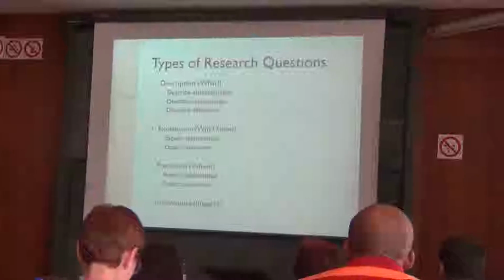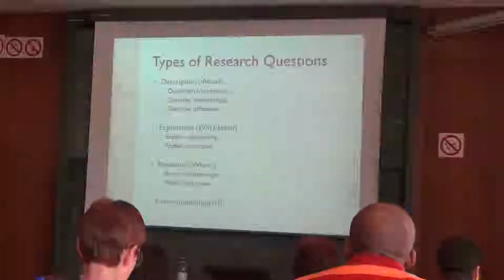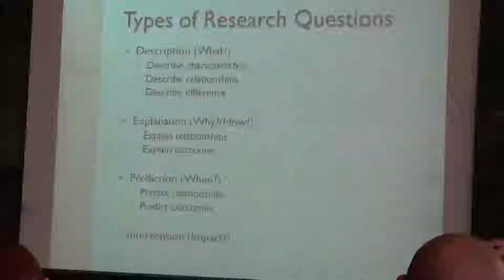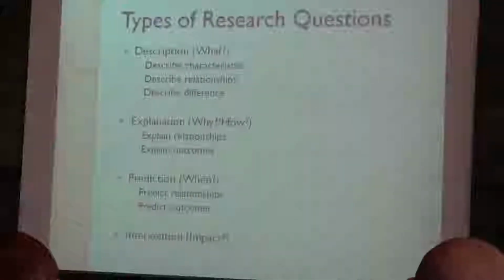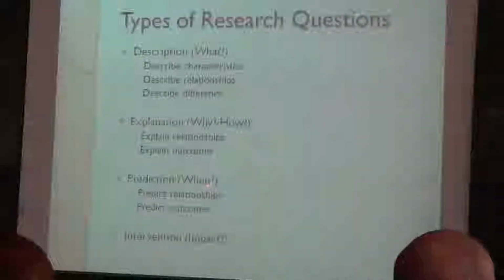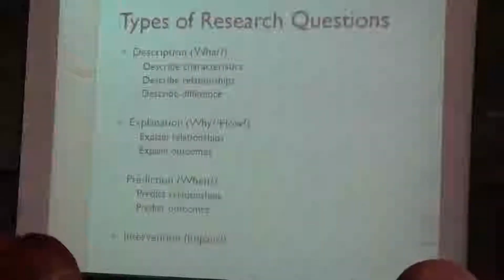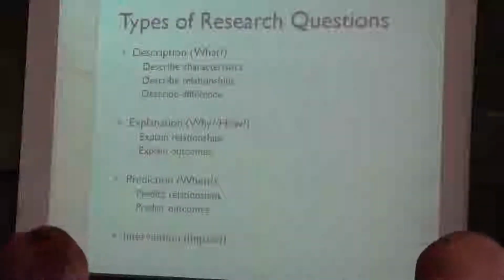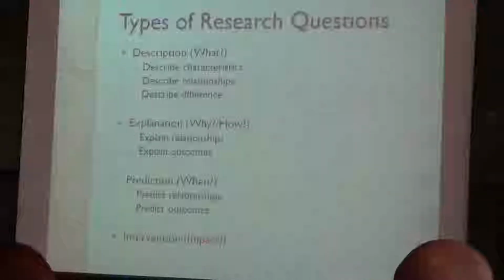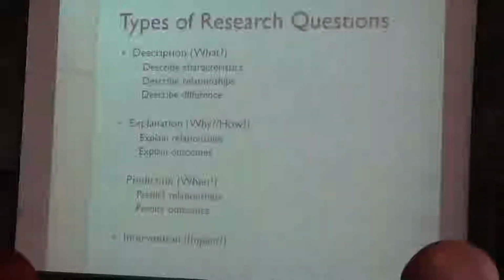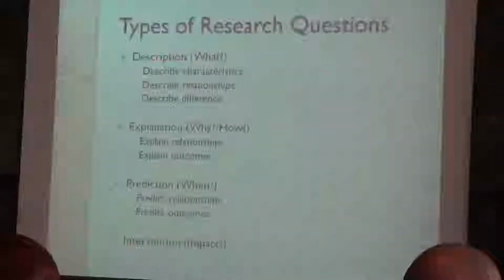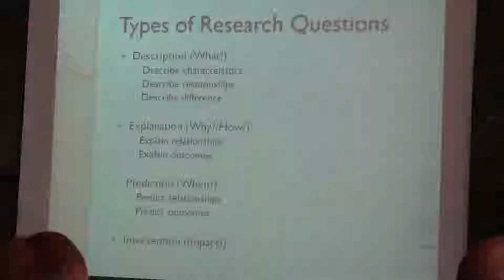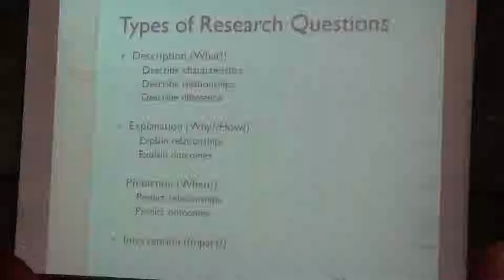When your research question is explanation, you ask questions of why and how. Then you explain the relationship and you explain the outcome. If your research question is prediction, then you ask the question, when is this going to happen? Then you predict relationships and you predict outcomes. If your research question is about intervention, then the question is impact. Did it work? Did it change something? Describe, explain, predict, intervene.